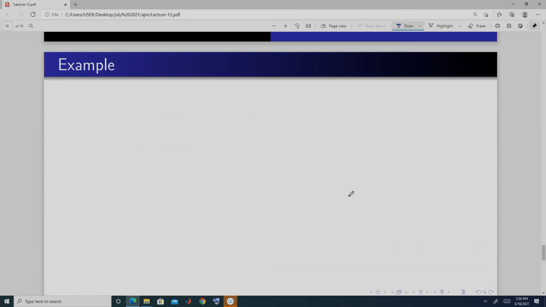Now, we will solve one problem, one example. Suppose the demand curve is this, or you can say the inverse demand curve is this. Let us take some epsilon, this.